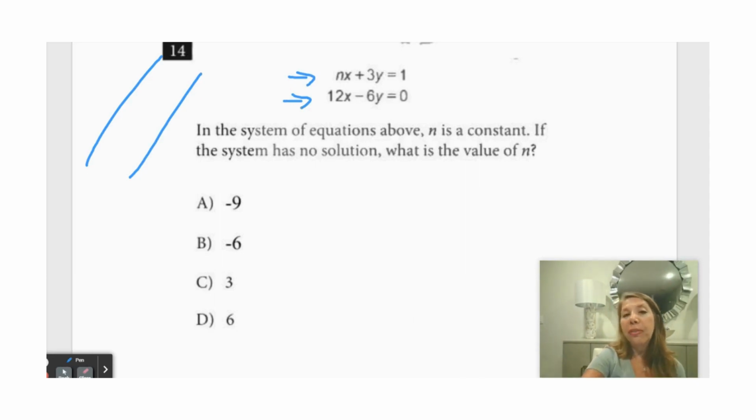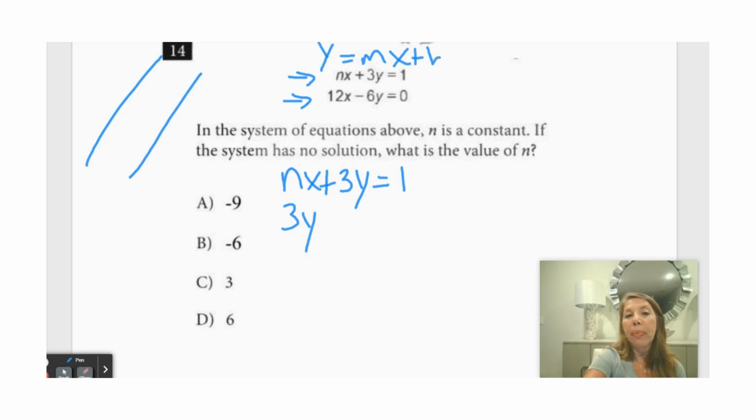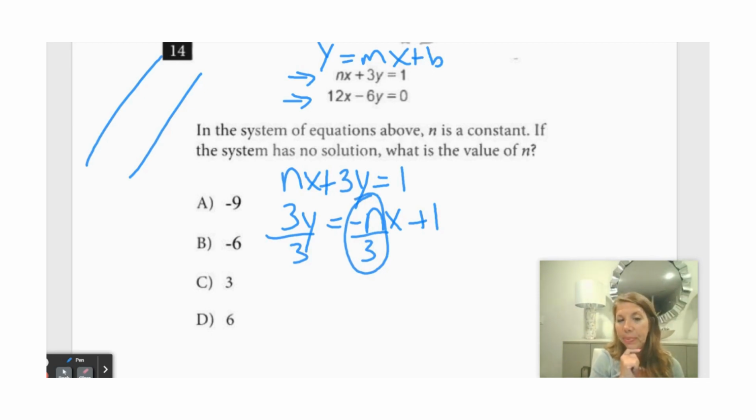So if we rearrange the first equation, we have nx plus 3y equals 1. And we want to keep y on this side so that we can have that y equals mx plus b format. So we would subtract nx from both sides. So that would be a negative nx plus 1. We would then divide by 3. And we would see that the slope of this line is a negative n over 3.